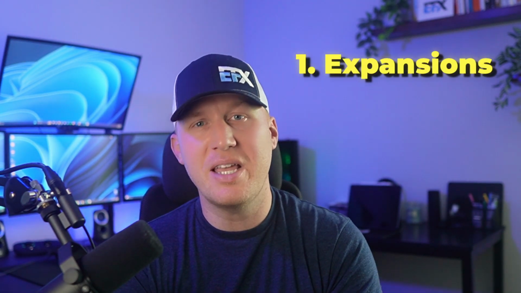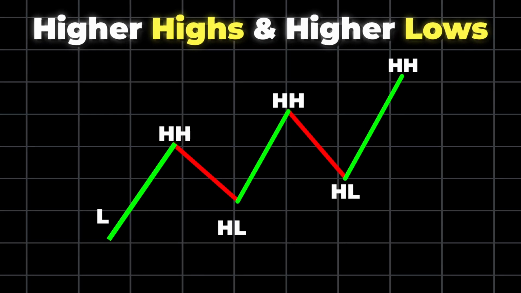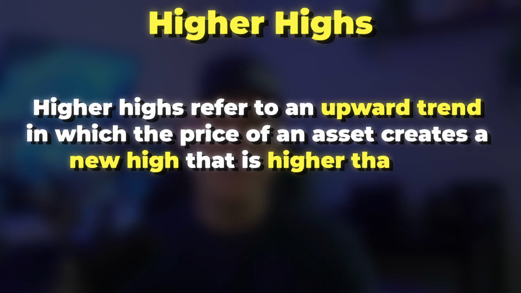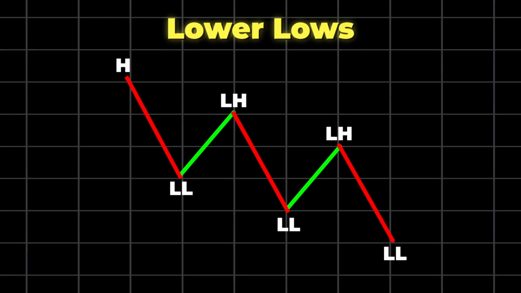All trending markets are essentially made up of two key components. We have expansions and we have pullbacks. Consolidation can be found within a trending market, but typically it'll emerge in the overextended points after an up or down trend. An easy way to determine a bullish trending market is by identifying a series of higher highs and higher lows during a specified period of time. Higher highs refer to an upward trend in which the price of an asset creates a new high that is higher than the previous high. Higher lows refer to an upward trend in which the price creates a new low that is higher than the previous low. In a bearish trending market, it is just the opposite: lower highs and lower lows.